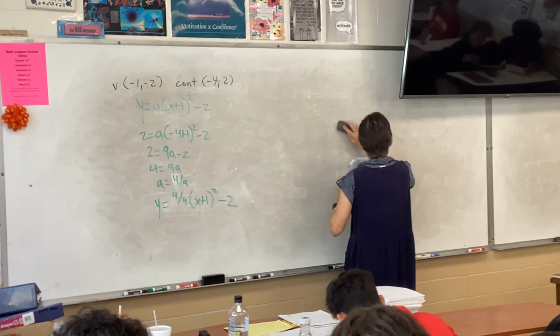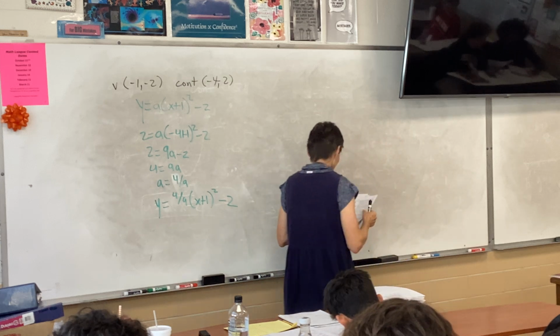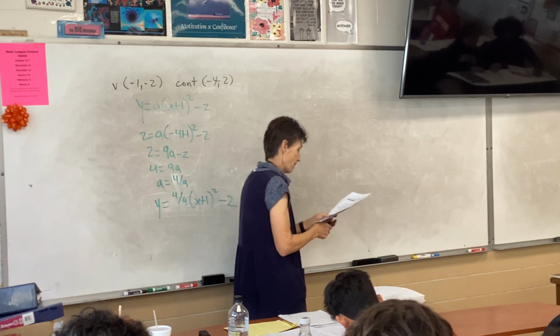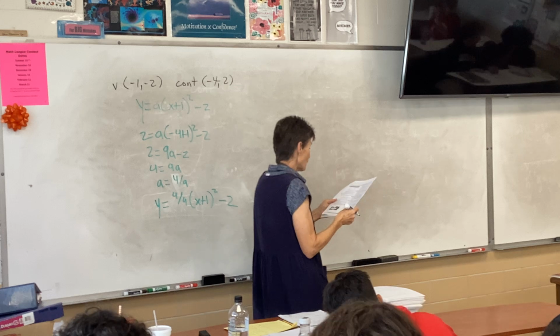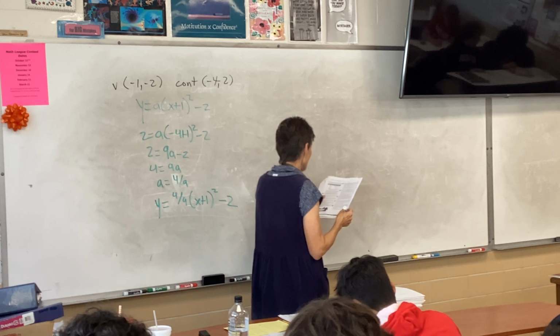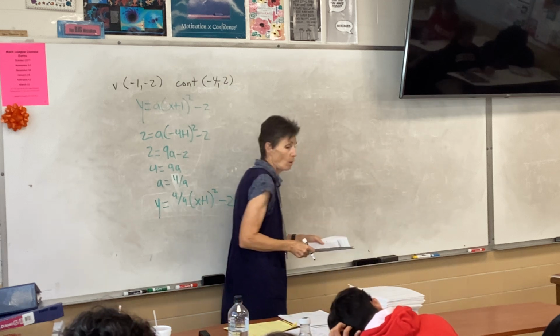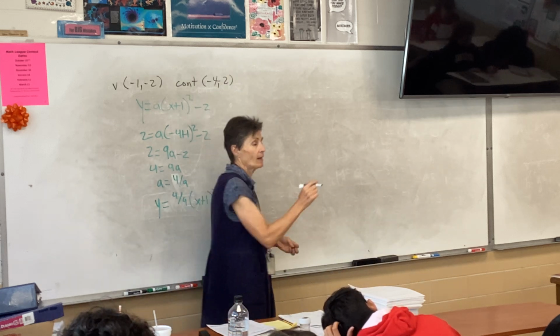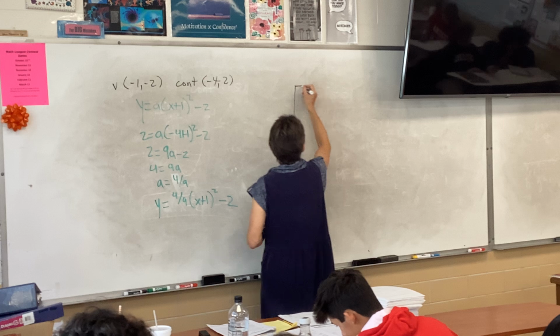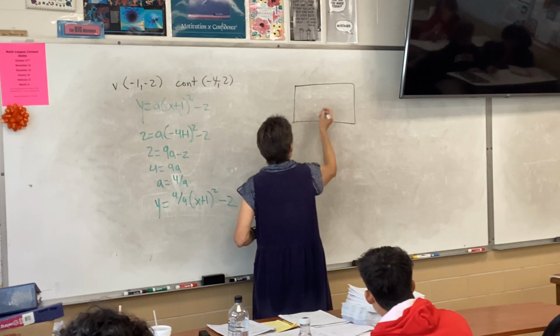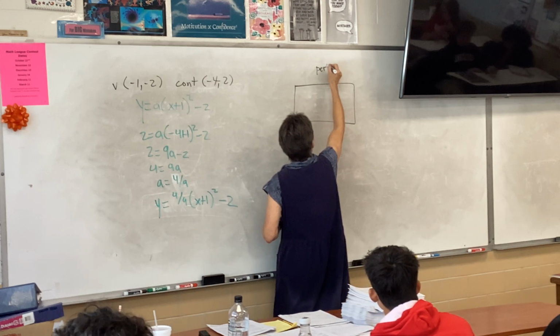All right, so let's see what's happening. Among all the rectangles whose perimeters are 100, find the dimensions of the one with maximum area. So we have a rectangle, and we know its perimeter is 100.